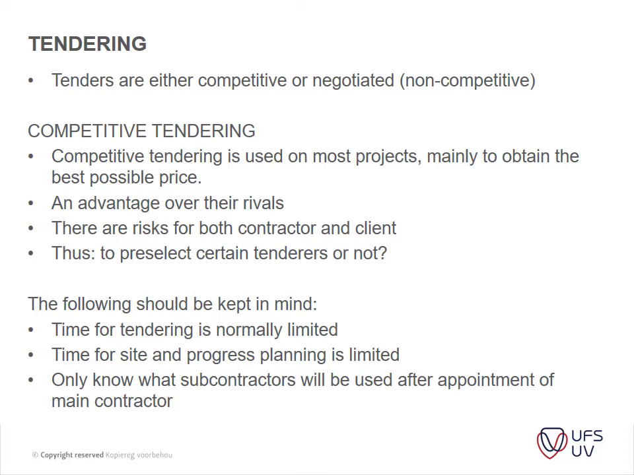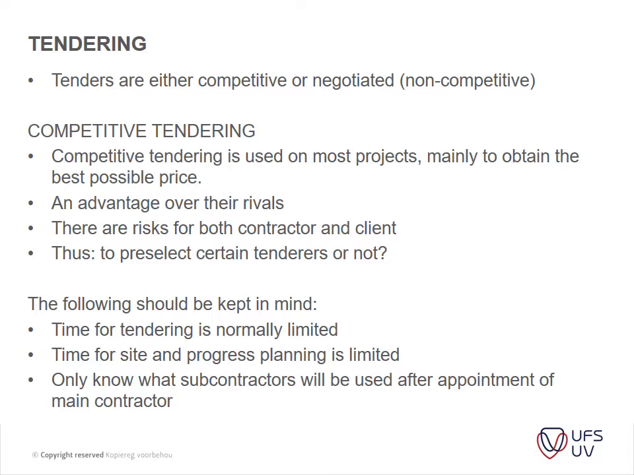Tenders are either competitive or negotiated, so non-competitive. Those are the two basic sides of it. You always try and get as competitive tenders as you can, because that drives down the cost of your project. If you only get one quote and the tenderers are aware of that, they can basically make their price, because there's no competition. And then you get competitive tendering.